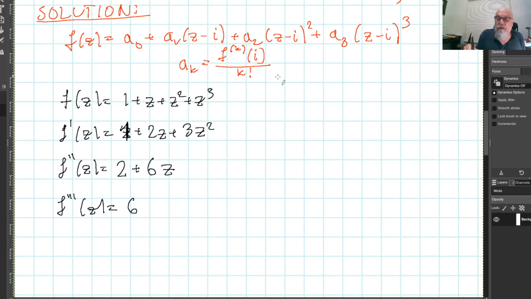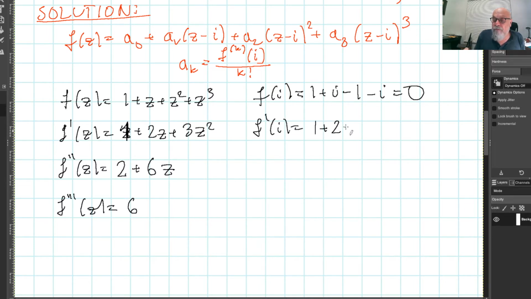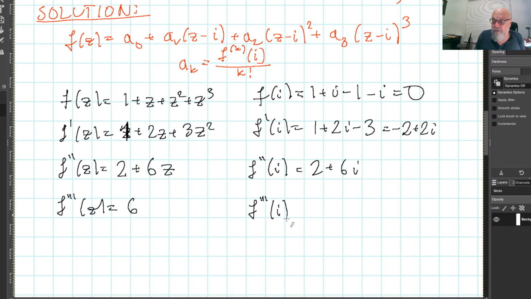So now we just compute f of i, and you are getting f of i is 1 plus i minus 1 minus i equals 0. Good. f prime of i is equal to 1 plus 2i minus 3, so this is equal to minus 2 plus 2i. And then I have here the second derivative at i is equal to 2 plus 6i, and the third derivative of this function at the point i is equal to 6.